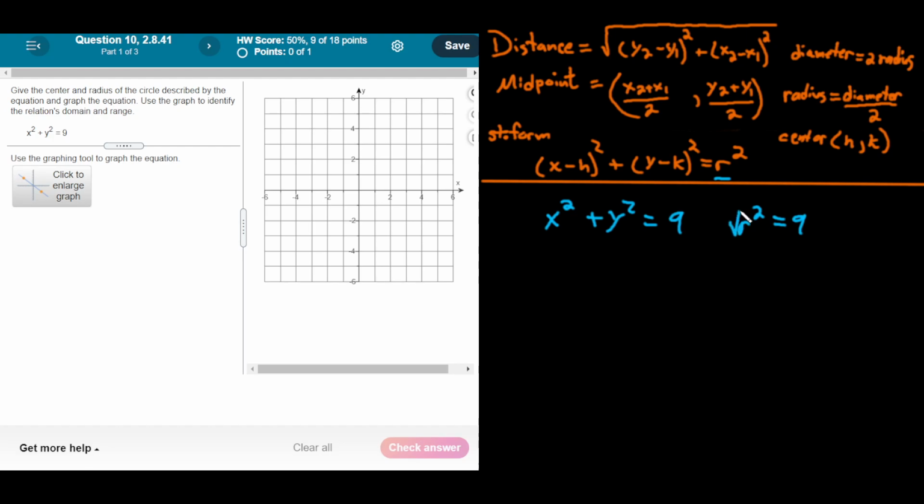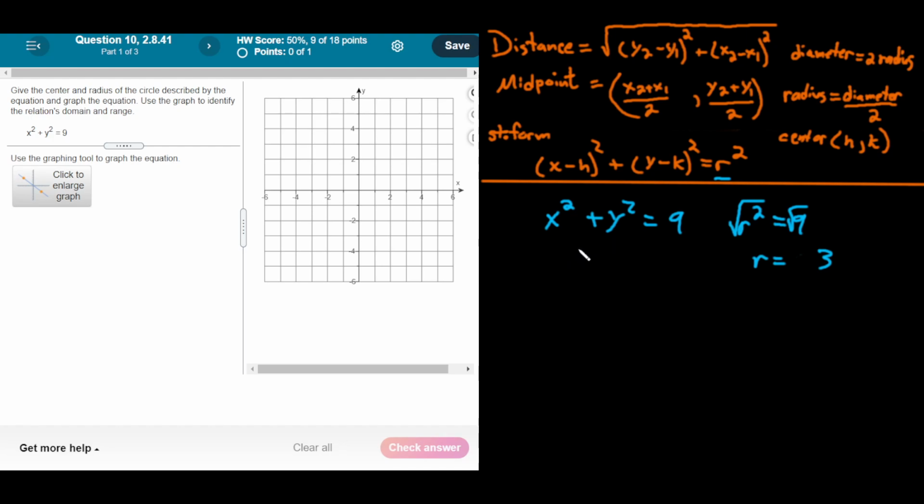To solve for r, we're going to take the square root of both sides. So r is equal to, now normally we would get a plus or minus, right? Because we just took a square root, and the square root of 9 is 3. But remember, a radius is technically a distance, so you always go with the positive one. So r is just going to be equal to 3. So that's our radius. That's easy enough.